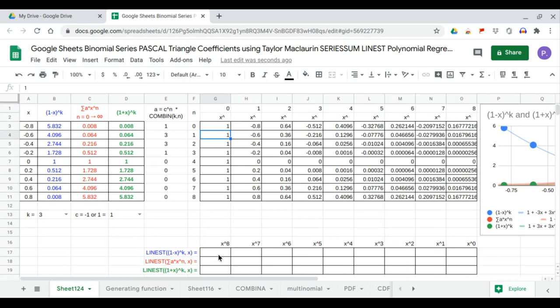Now that we have the 1 comma x matrix, we can use Linest, starting with the 1 minus x to the power k. So Linest data y and data x. And the Taylor-Maclaurin SERIESSUM expansion, which is Linest data y and data x. And the 1 plus x to the power k, again, this is Linest data y and data x.